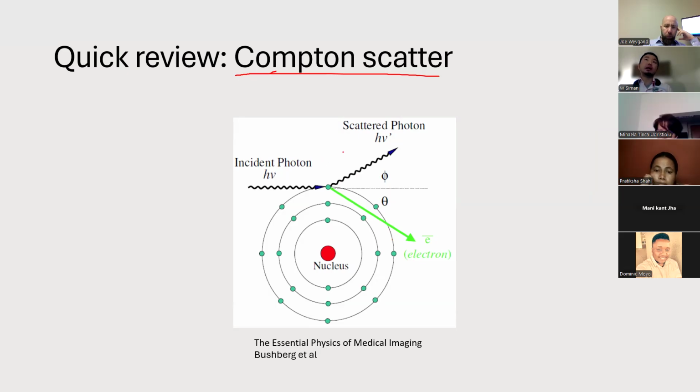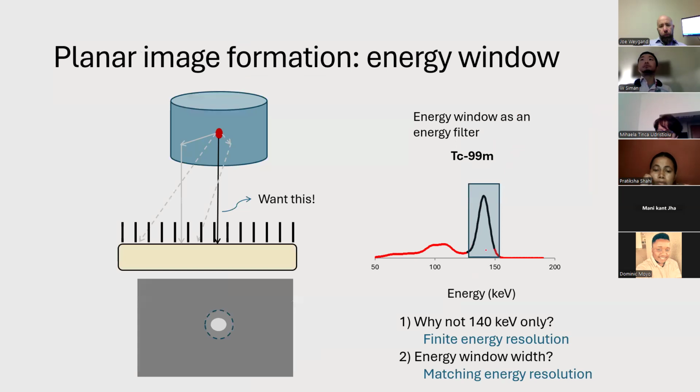So two things happen with the scattered photon. One is that it changes direction, so it loses its spatial information, and two is that its energy is lower than the original energy, because it transferred energy to the electron, so your photon's energy is lower. So that's how we can use the energy window.